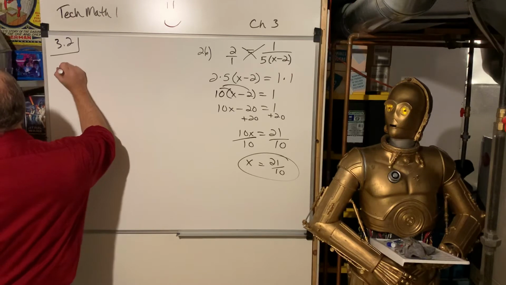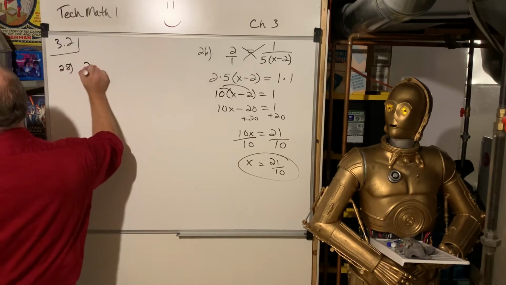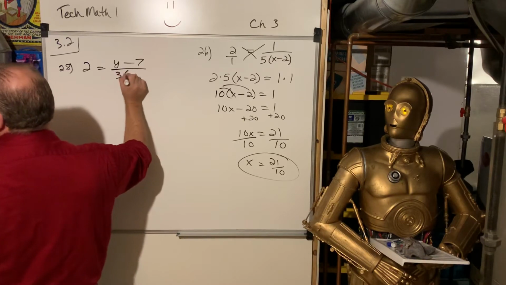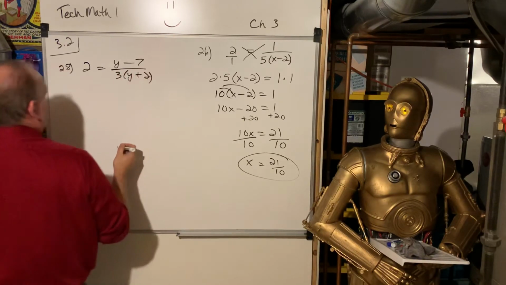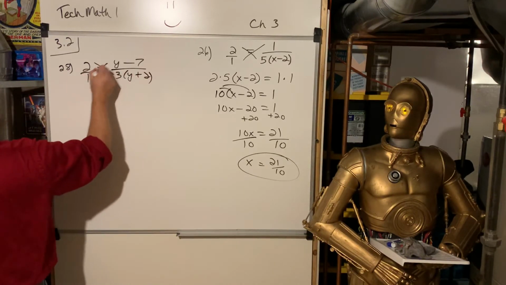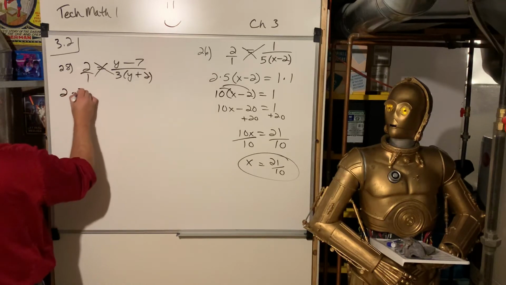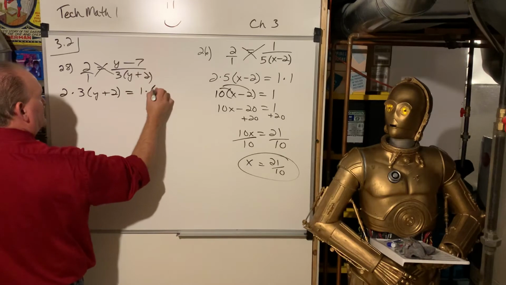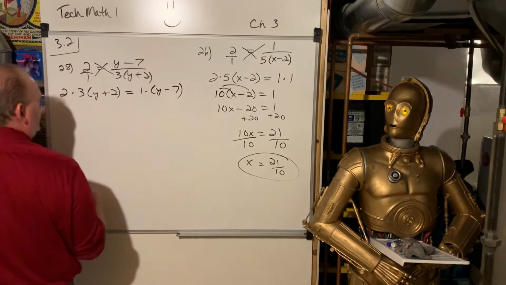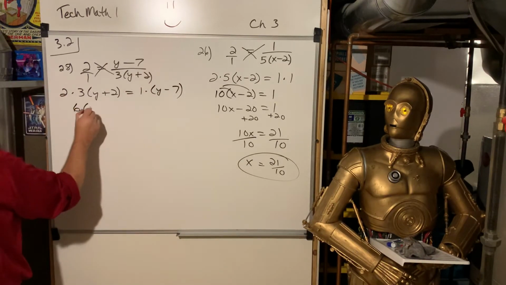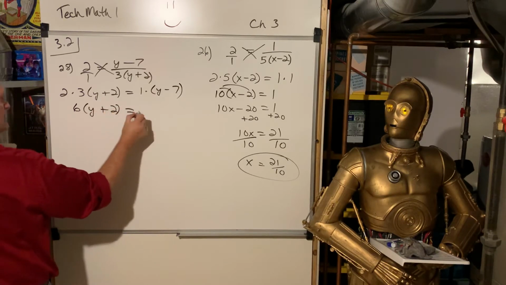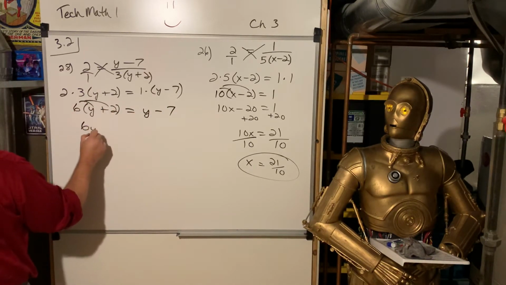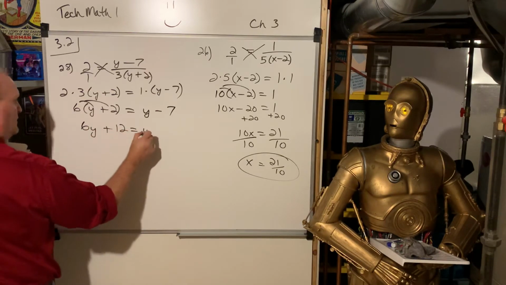Let's get 28. We got 2 is equal to y minus 7 over quantity 3 times y plus 2. So again, cross multiply and solve. So 2 times 3 times y plus 2 is equal to 1 times y minus 7. So that's just going to be y minus 7. This is going to be 6. So 6y plus 12 is equal to y minus 7.